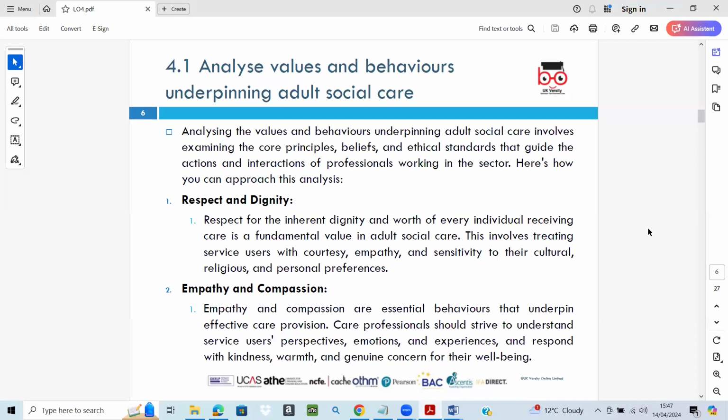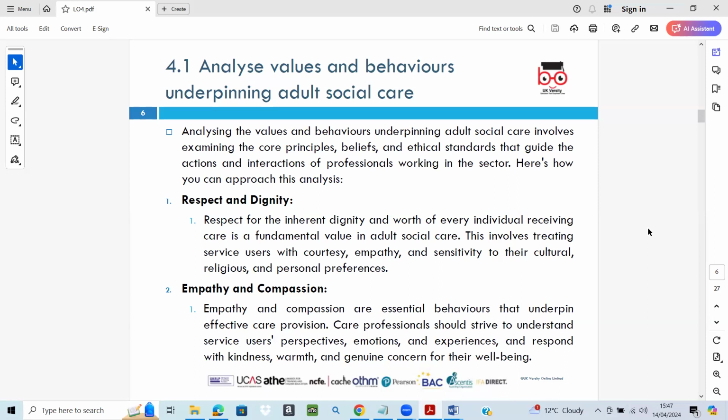So, empathy, what it does, it allows care professionals to understand and share the feelings of service users, while compassion motivates them to take action to alleviate discomfort or distress. These behaviors are crucial because they ensure that care is not only about meeting physical needs but also about nurturing the emotional and psychological well-being of individuals.